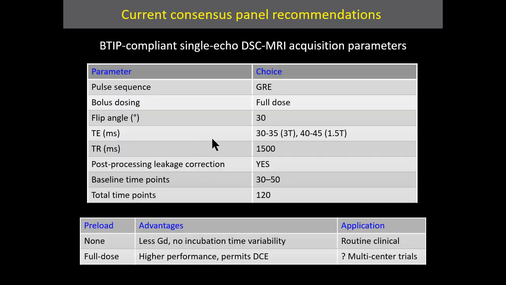So our current consensus panel recommendations for a BTIP-compliant single echo DSC scheme would include gradient echo DSC, full dose dynamic bolus with low flip angle, and field strength dependent choice of TE with post-processing leakage correction. Omission of preload gives excellent performance, requires less contrast agent administration, and may be applicable to routine clinical use. Use of a full dose preload may provide higher performance overall. It would permit simultaneous acquisition of DCE and may be applicable to multi-center clinical trials.